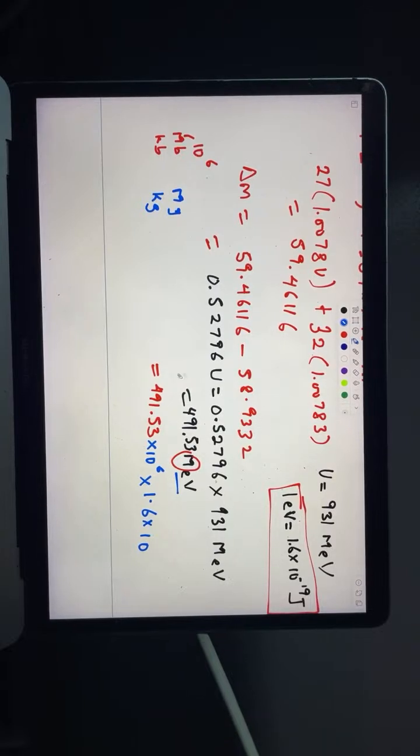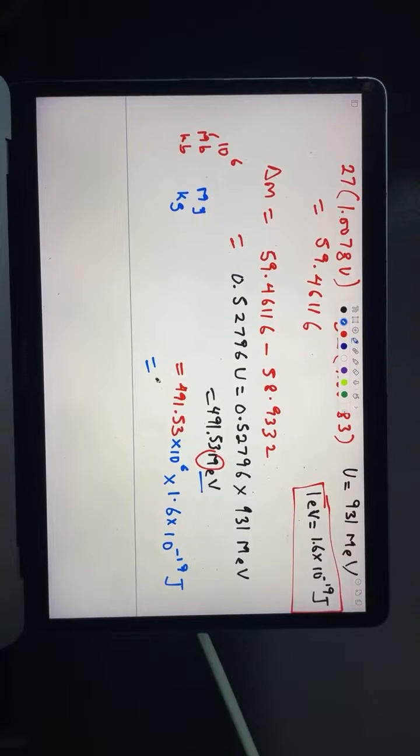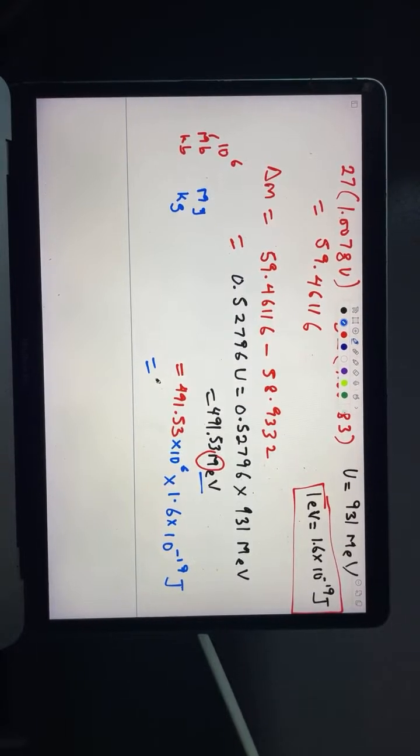I like that. So now let's continue. In this place, 1 electron volt has been given as 1.6 times 10 raised to the power minus 19 joules. So we were done with the original work since now all we are doing is conversion.